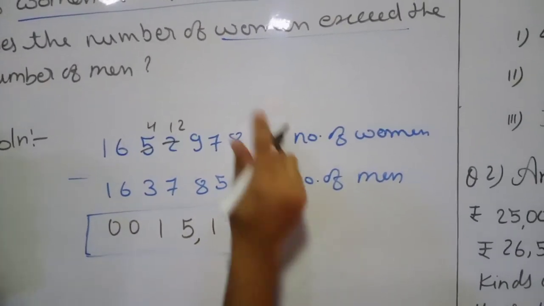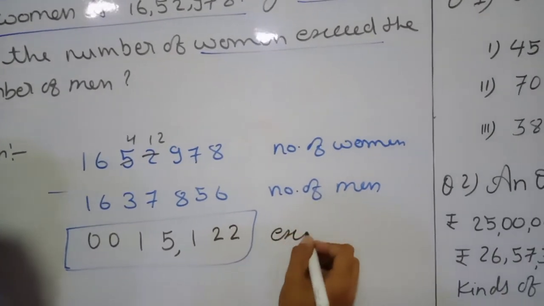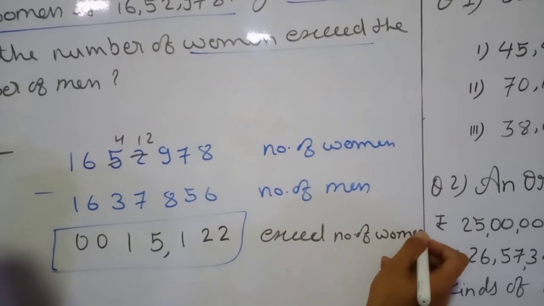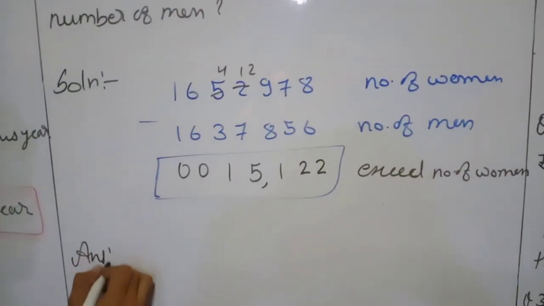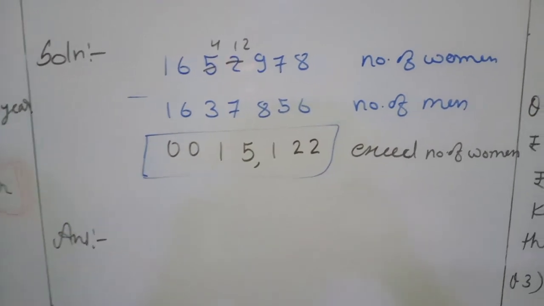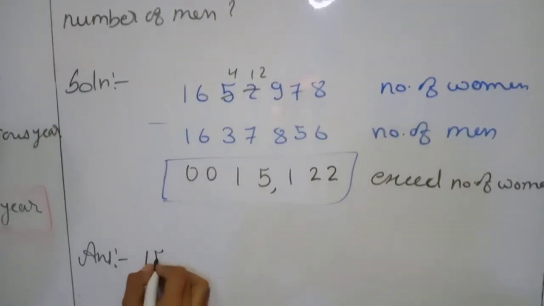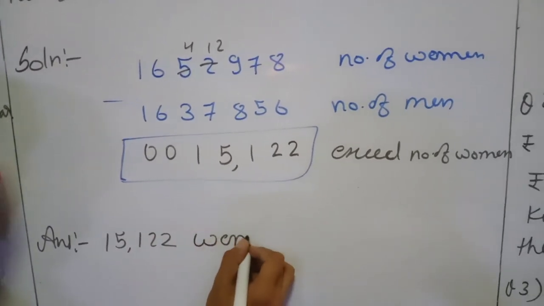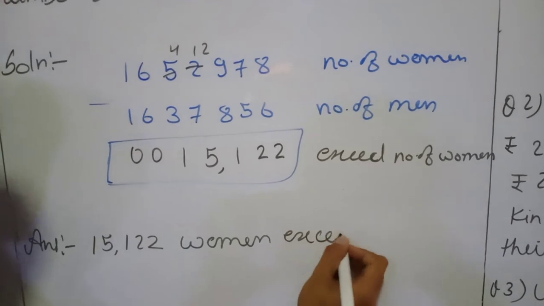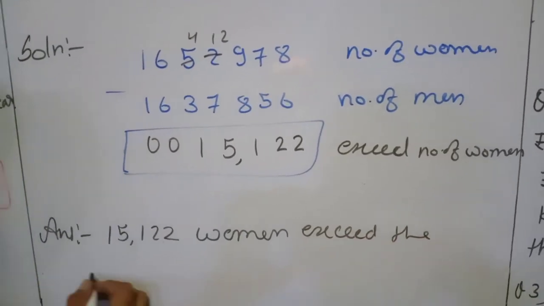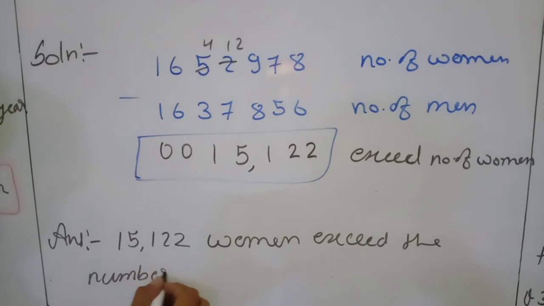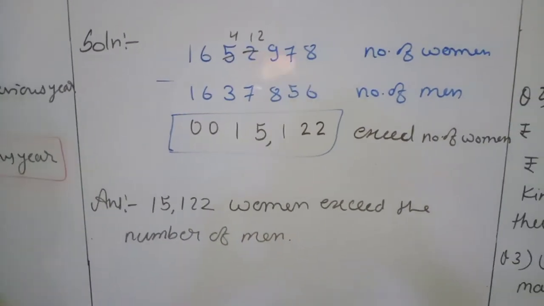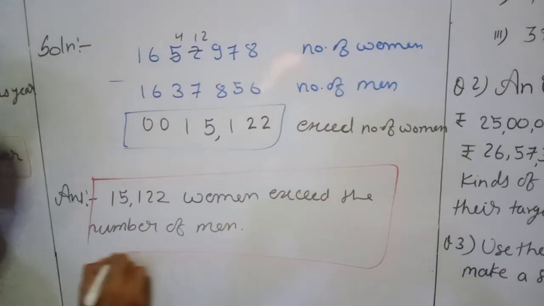15,122. Women exceed. So it is the exceed number of women. Now we answer in the same form as they are asking. We are going to write 15,122 women exceed the number of men. This way we can write our answer, put it in a box.